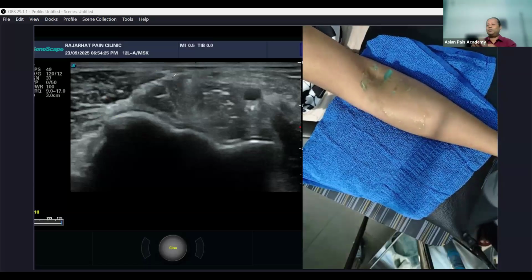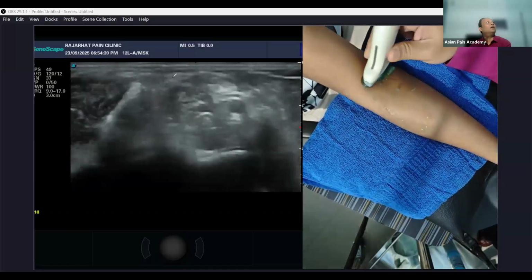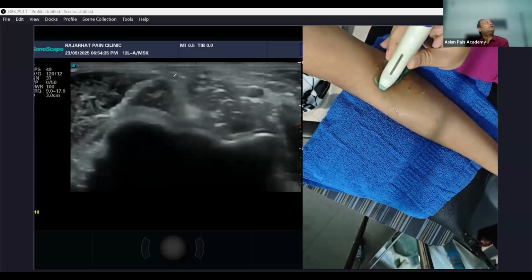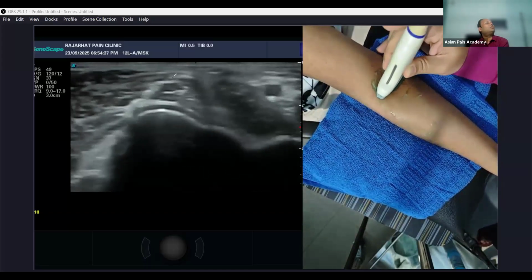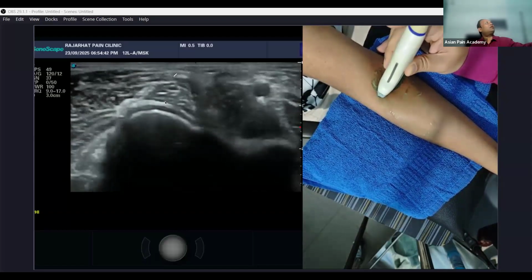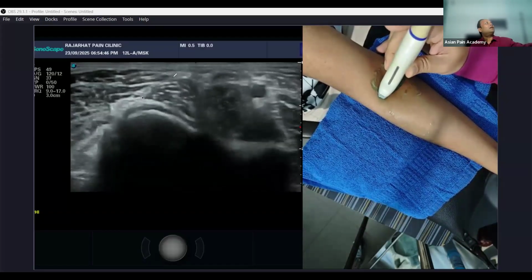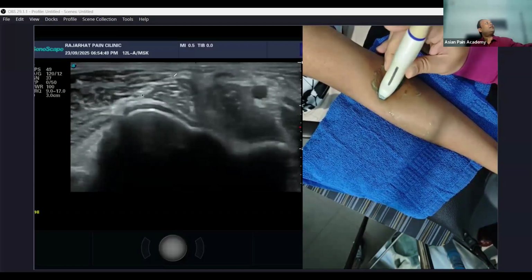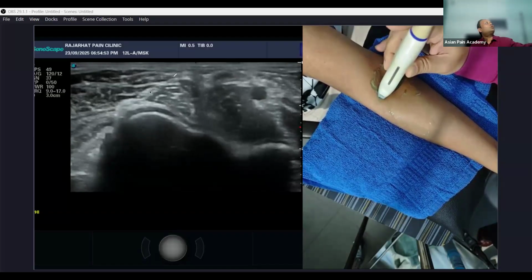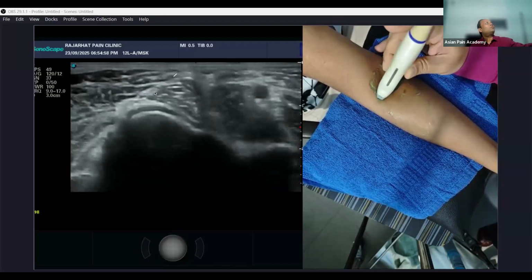So, as at present, this picture is just in the lower end of the humerus. Now, this side, I am going a bit distally. You can see that this is the nerve, the radial nerve. This is the undivided radial nerve. From here, the PIN, posterior interosseous nerve, will come, and the deep branch and superficial branch will come.